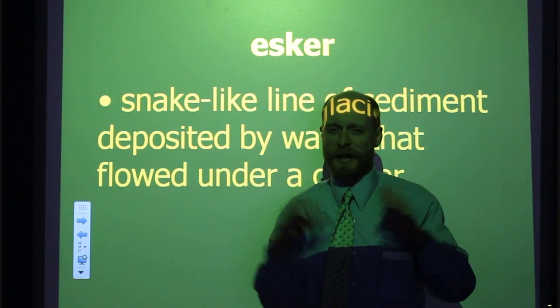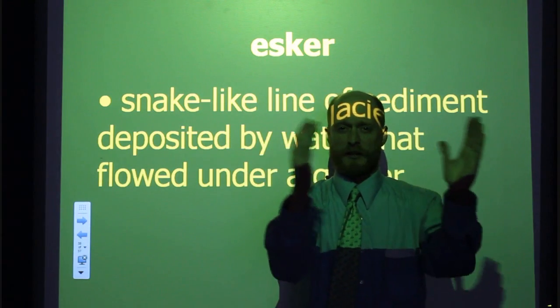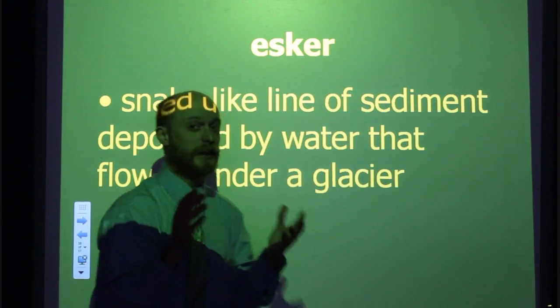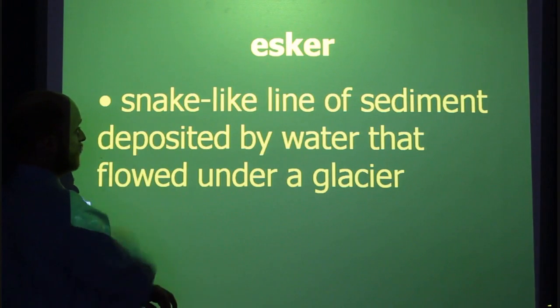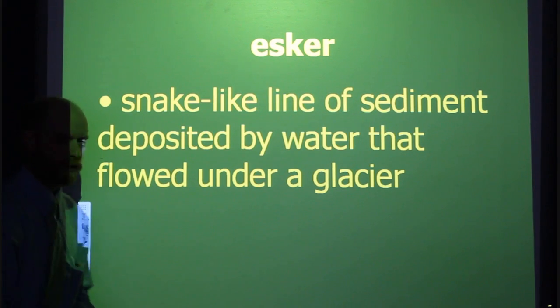And when all the glacier is gone and completely melted, you're left with this sort of sediment that filled up this cave-like channel, and it's called an esker. It's really cool. Look at these pictures. I'm going to call it: an esker is a snake-like line of sediment deposited by water that flowed under a glacier.